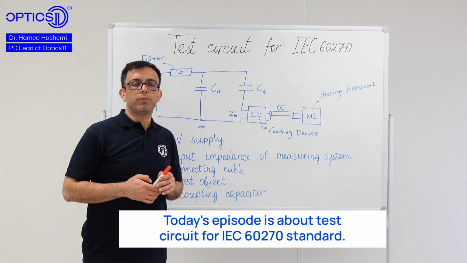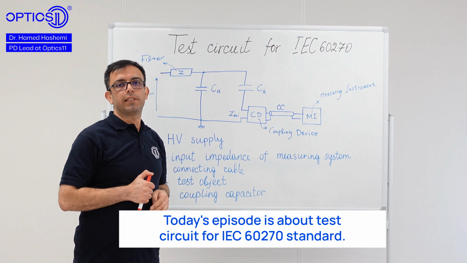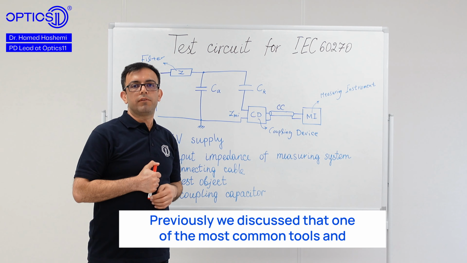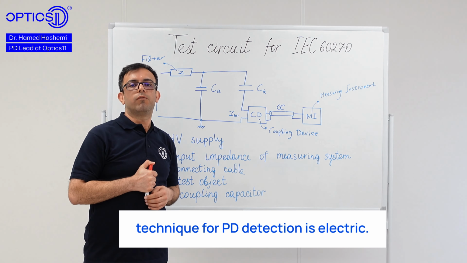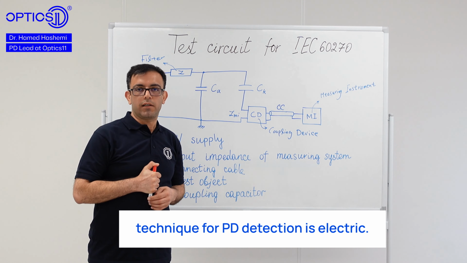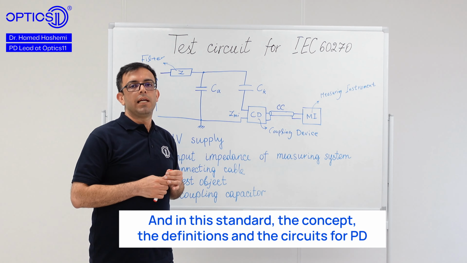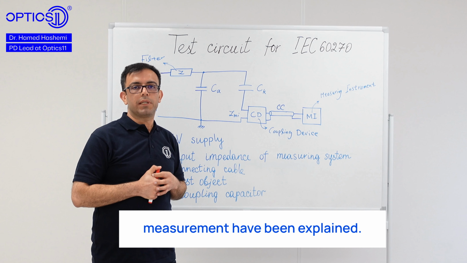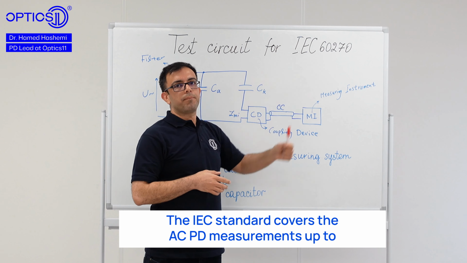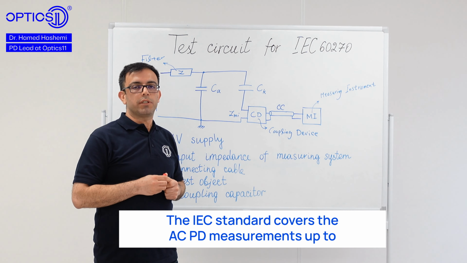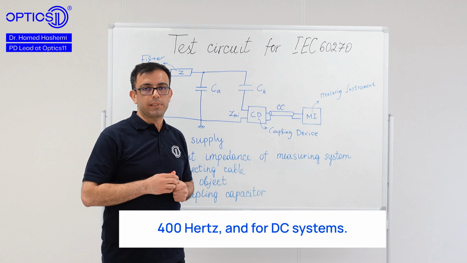Today's episode is about the test circuit for the IEC 60270 standard. Previously, we discussed that one of the most common tools and techniques for PD detection is electrical. In this standard, the concepts, the definitions, and the circuits for PD measurement have been explained. The IEC standard covers AC PD measurements up to 400 Hz and DC systems.